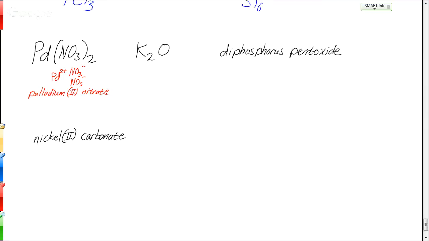What about K2O? You get that one? Yeah, this one's just potassium oxide. No number in parentheses because potassium can only have one charge, which is +1 from being in the first group.